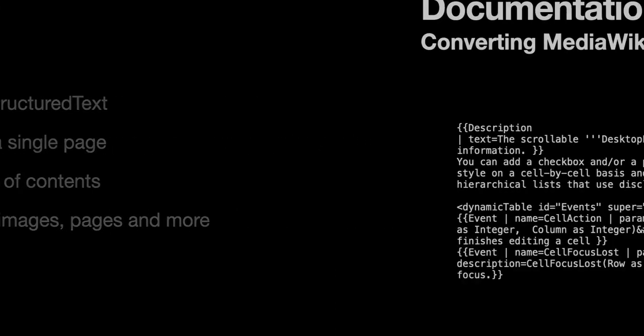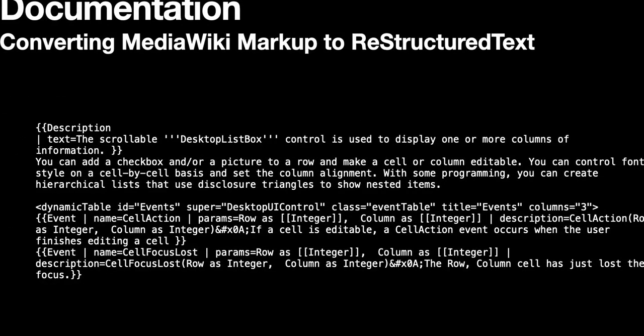Okay, so MediaWiki markup looks like this. This is just a sample of a page. It's actually from the desktop list box. You've got, for example, the description with curly braces. You've got these key value pairs, text equals. This is styling for bold.